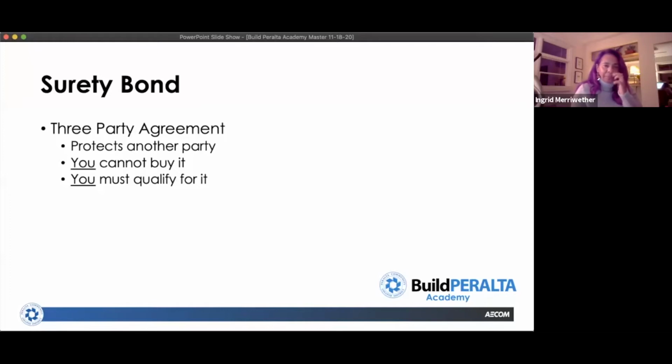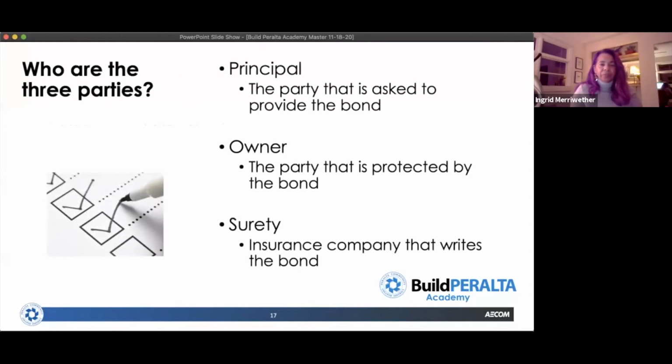Next slide. So we actually already talked about the three parties to the agreement, so I don't even have to go over this one again. Next slide.